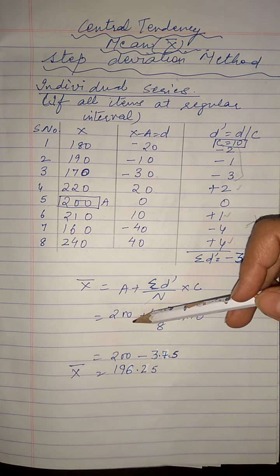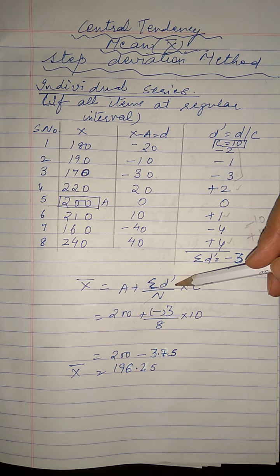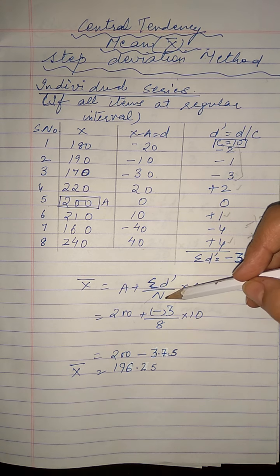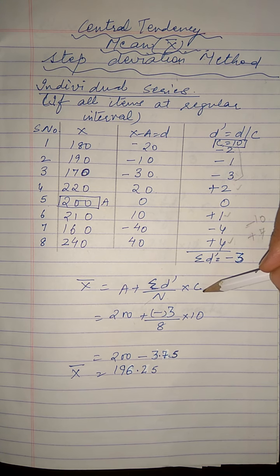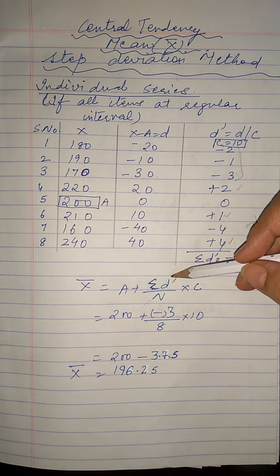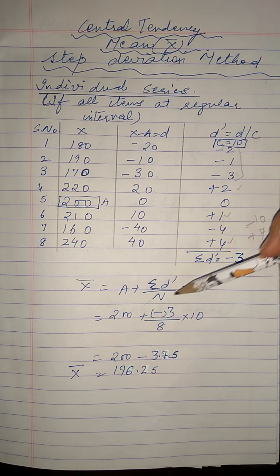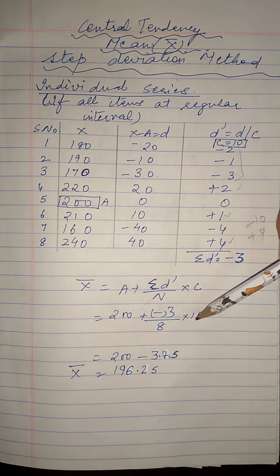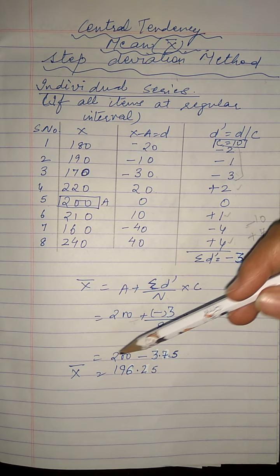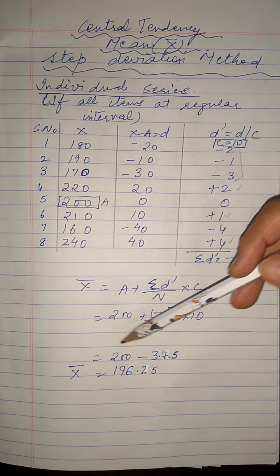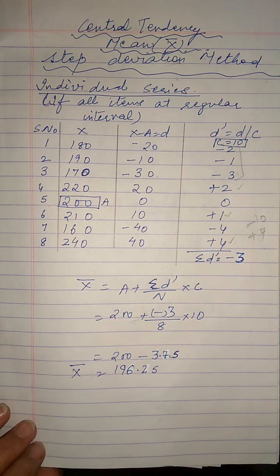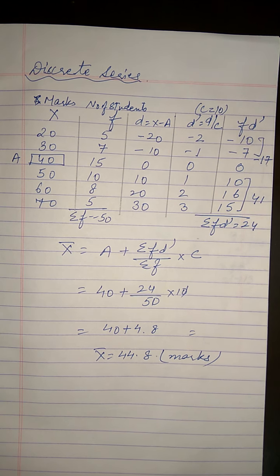So assumed mean is 200. Summation D, in the shortcut we write D, here we write D dash divided by number of terms, multiplied by the common difference. If you don't multiply the common difference and you write D dash, your sum will be wrong. So this is minus 3 divided by 8 into 10. By dividing this fraction, we will get 3.75. When we subtract 3.75 from 200, our mean is equal to 196.25.